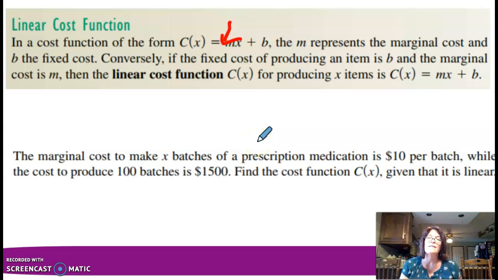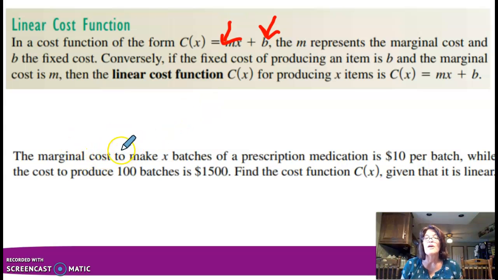You know how in algebra we're always asking, why do you use m for slope? Why not s or something? Well, it's the marginal cost. And b is the fixed cost. Fixed stays the same. It doesn't depend on x. Conversely, if the fixed cost of producing an item is b and the marginal cost is m, then the linear cost for producing x items is mx plus b.